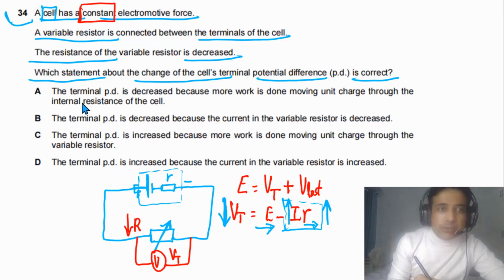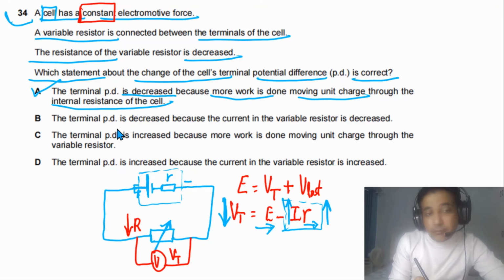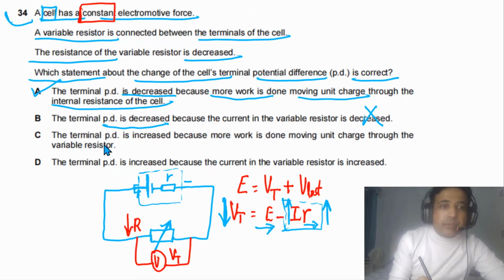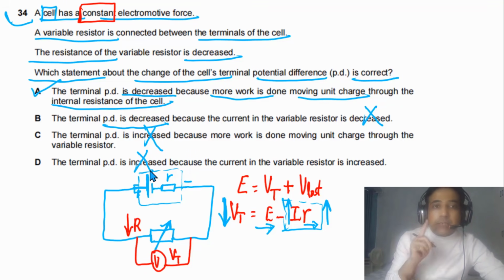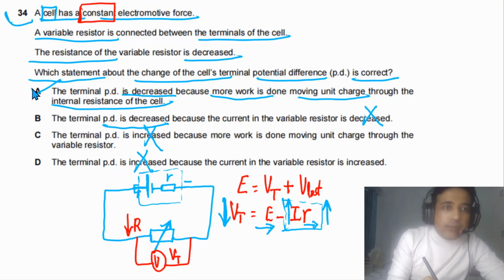If this concept is clear to you, now we can find the answer. Option A: the terminal PD decreases, yes, that's true, because more work is done moving the unit charge through the internal resistance of the cell. So this option is correct. Option B says the terminal PD is decreased because the current in the variable resistor is decreased, but the current in the variable resistor increased, so this is incorrect. The terminal PD increased, no. Terminal PD has decreased in this case. So the answer for this question is A.